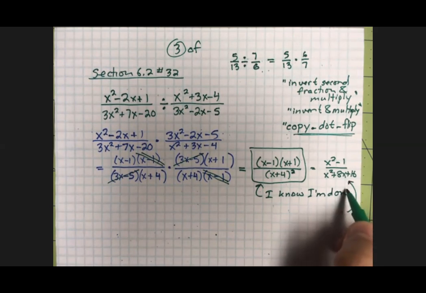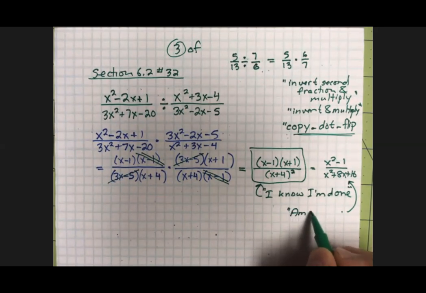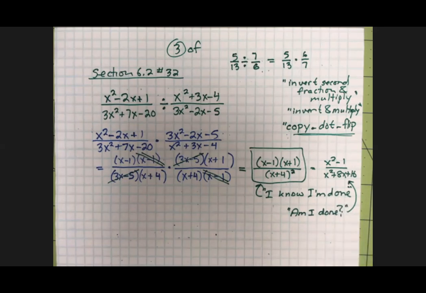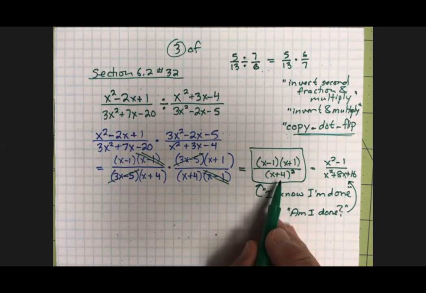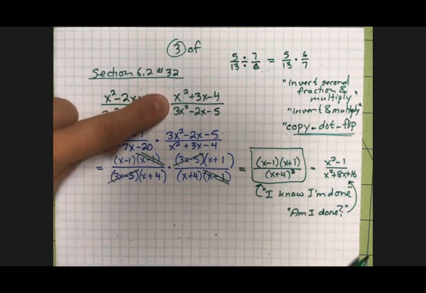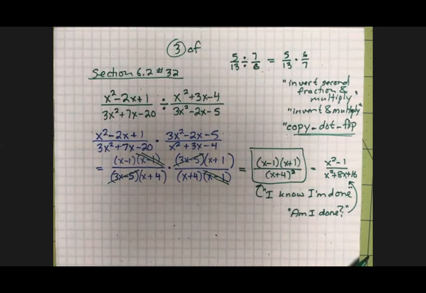Coming over here, I'm looking at that and saying, am I done? That's the difference. That's why once you get down to here, don't multiply it out, unless someone was crazy and told you to. But this is fine. This is perfect. Okay, good. Now you did have to flip over that second fraction. You did have to invert the second fraction. Invert and multiply, copy, dot, flip, however you want to say it. Okay, this is really good.